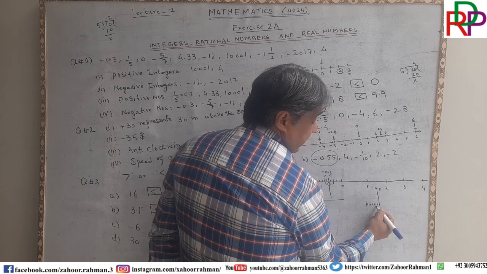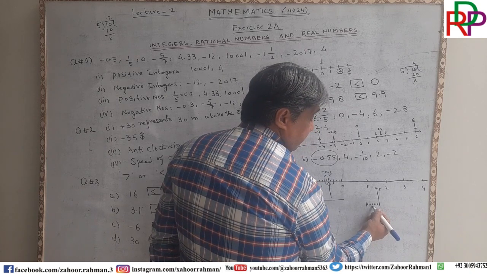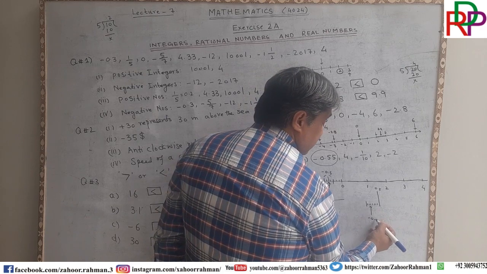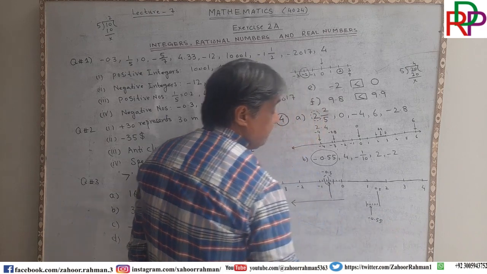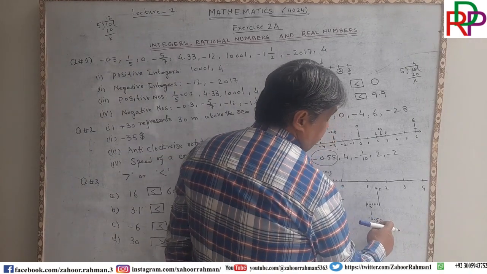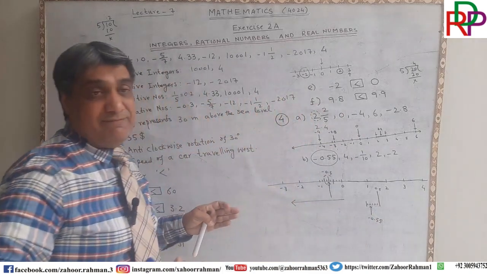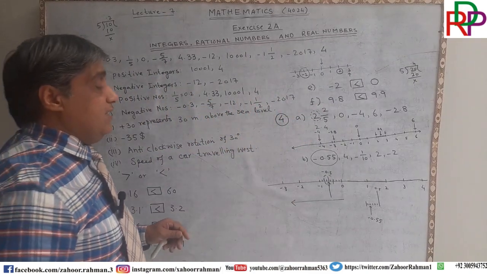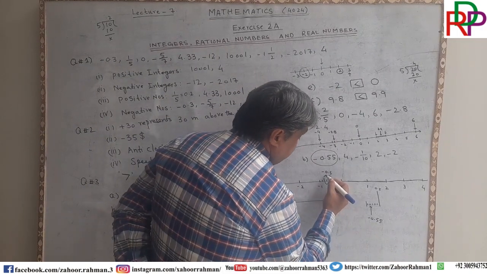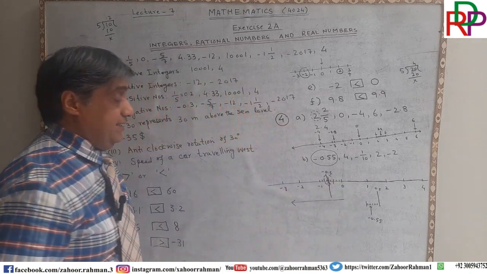So this is 0.5, then 0.51, 0.52, 0.53, 0.54, and that is minus 0.55. If there was any other third digit after the decimal, we could zoom that as well, and then we could find the number. So in this particular case, minus 0.5 will be somewhere here.